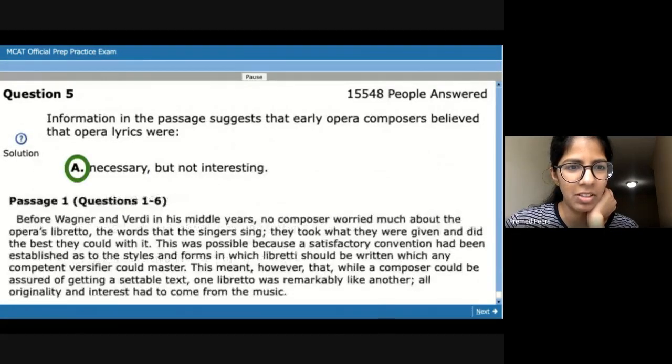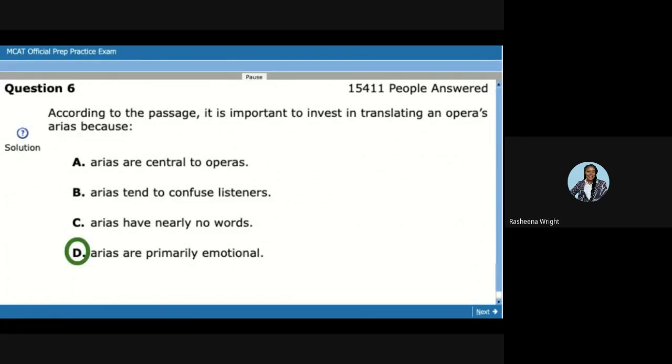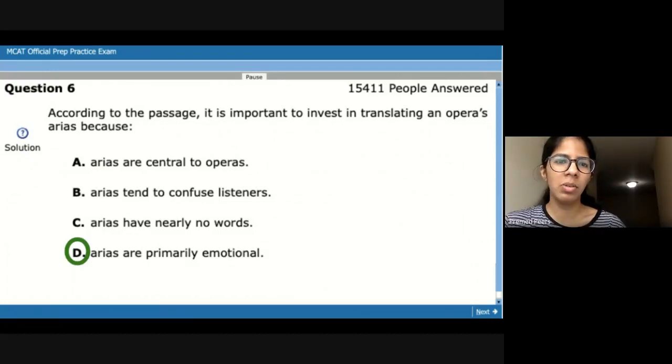Did I confuse anyone? Any questions? Yeah, anyone? So the answer to this question is A? Yeah. Okay. And this is why it is difficult, because both pieces are present in the passage, but then you have to think about the purpose of why they're described. So them being primarily emotional, the author includes that to say why it's difficult to translate them. Whereas them being central to operas is why the author says it's important to invest in translating them. Sorry to confuse you, does it make sense?